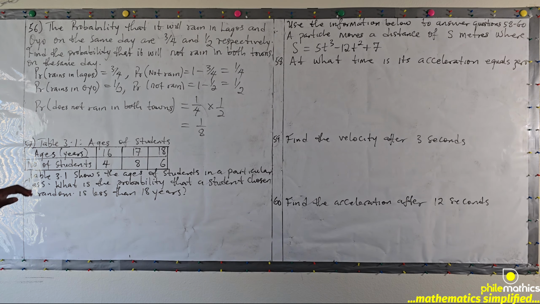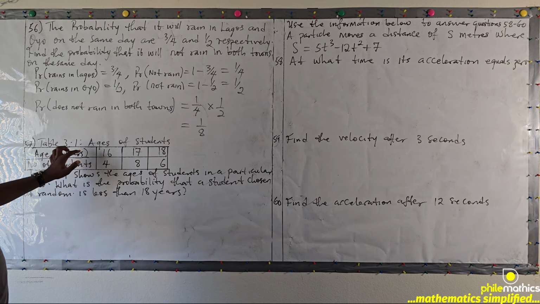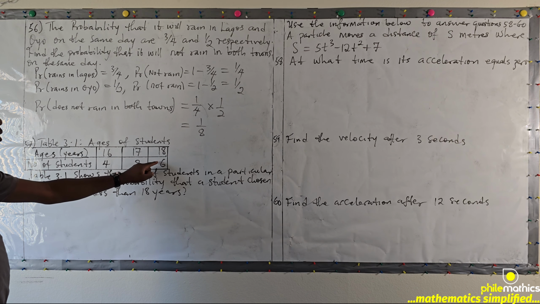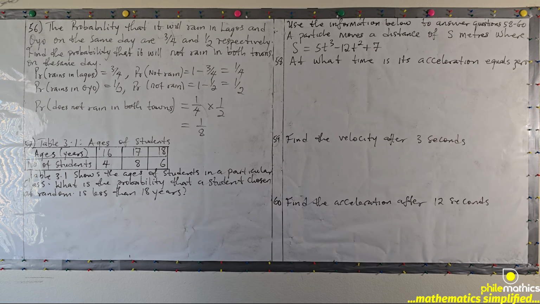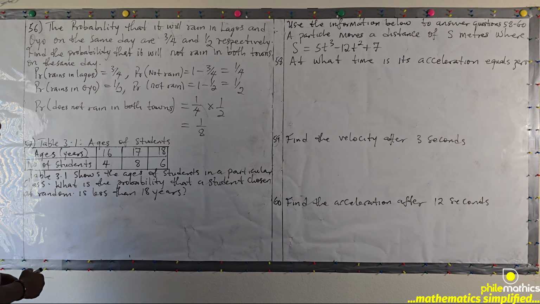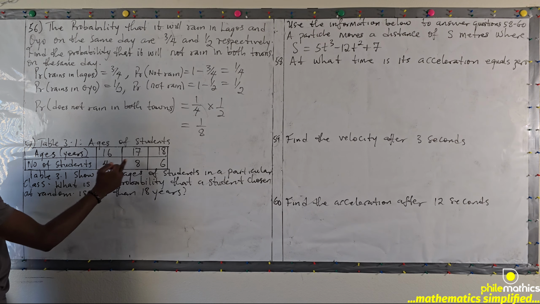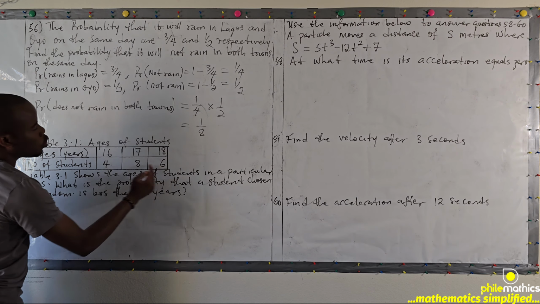57 says, this table shows the ages of students, meaning 4 students are of age 16 years, 8 students are of age 17 years, 6 students are of age 18 years. Calculate the probability that a student chosen at random is less than 18 years. So we have to look for the number of students less than 18 years, this plus this, over the total number of students.